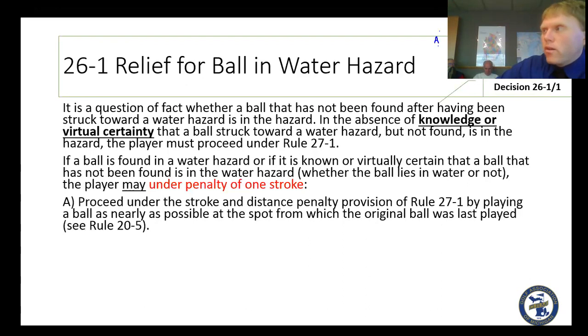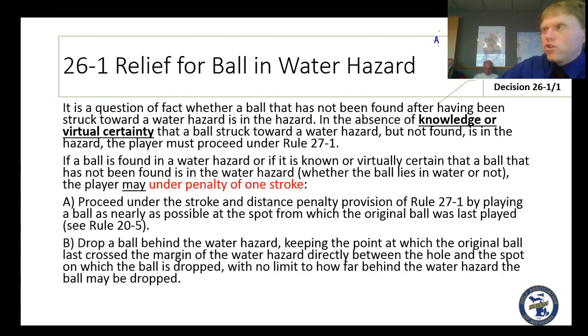Again, you can go back to where you last played from. Play under stroke and distance. You can drop a ball, keeping the point where you last crossed the margin of the water hazard, and the flag as far back as you want. So the USGA is calling this a flag line back option. So basically, you just need to determine where that X marks the spot is, where you last crossed the margin of the water hazard. That X and the flag as far back as you want. And we'll show you a picture here in a little bit.